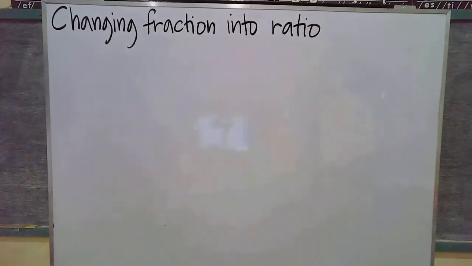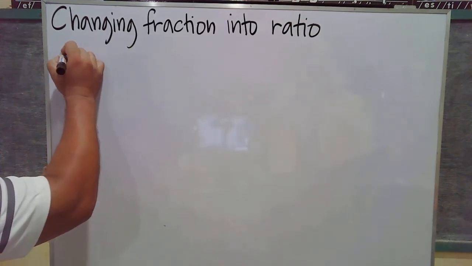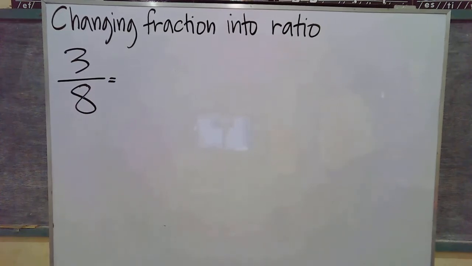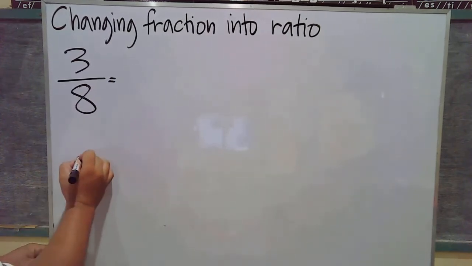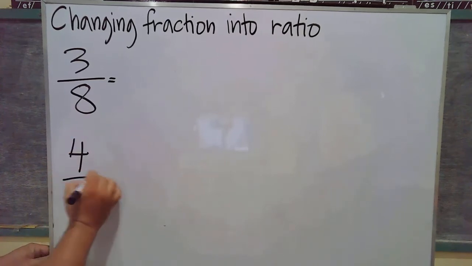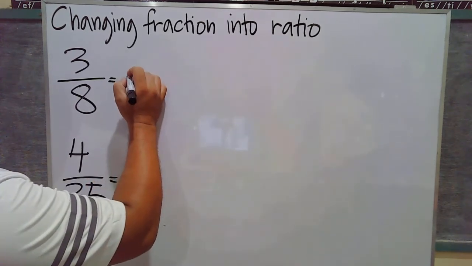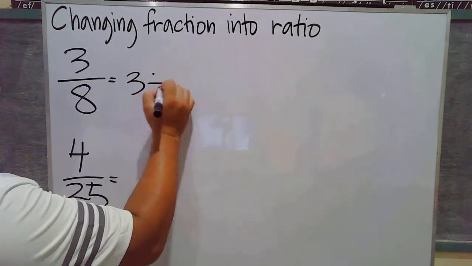Okay. Let's do 3 over 8. Okay. And 4 over 25. Okay. Now 2 fractions that we want to change. Now we have 3 over 8. Now first let's change this first into a decimal number. Okay. So to do this, we divide 3 with 8.